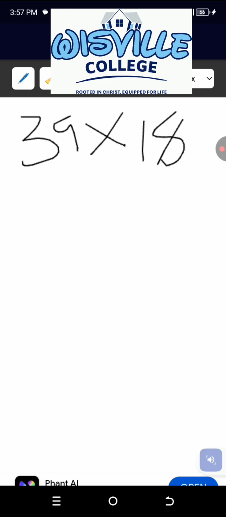Don't forget, what are you supposed to do? Round off all the numbers. That is what you should do first. The first step is to do what? Round off all the numbers. Don't forget that. Once you round off all the numbers, it makes the work very simple.